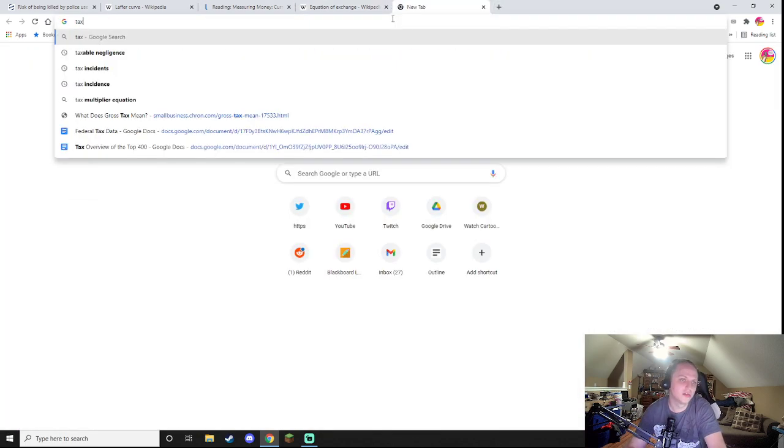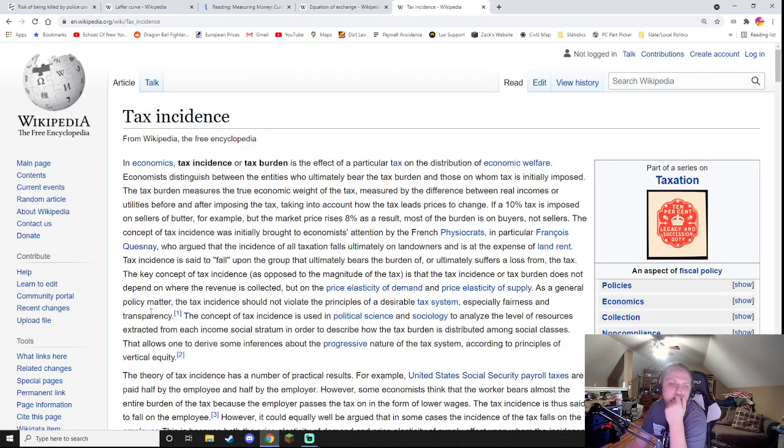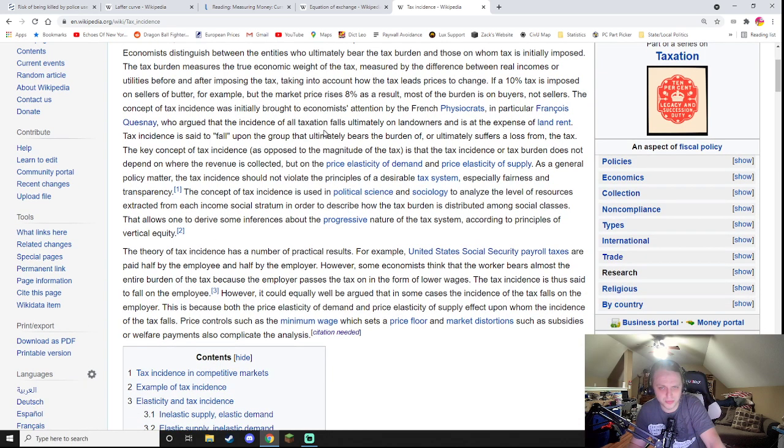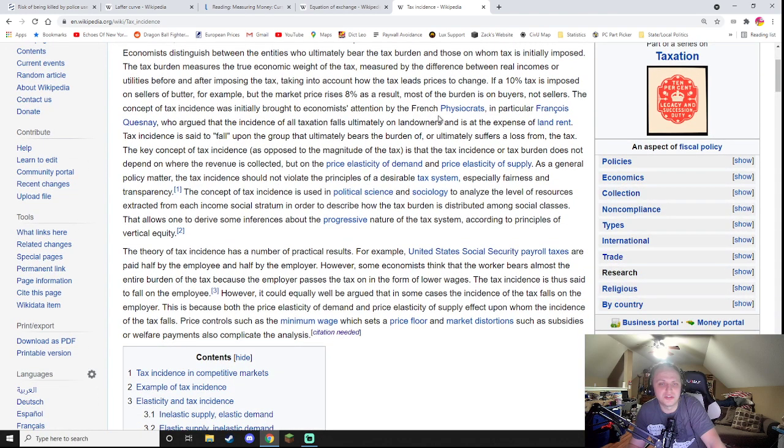Tax incidence. A tax burden is the effect of a particular tax on the distribution of economic welfare. Economists distinguish between the entities that ultimately bear the tax burden and those on whom taxes are initially imposed. The tax burden measures the true economic weight of the tax, measured by the difference between real incomes or utilities before and after imposing the tax, taking into account how the tax leads prices to change. If a 10% tax is imposed on sellers of butter, for example, and the market price rises 8%, much of the burden is on buyers, not sellers. The concept of tax incidence was initially brought to economists' attention by the French physiocrats, in particular François Quesnay, who argued that the incidence of all taxation falls ultimately on landowners and is at the expense of land rent. Tax is said to fall upon the group.